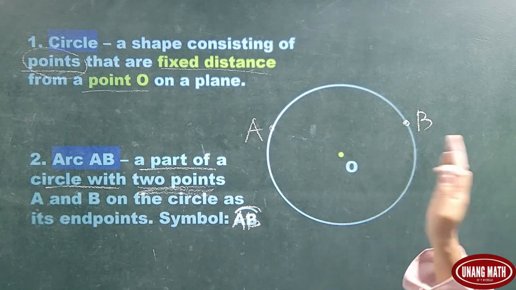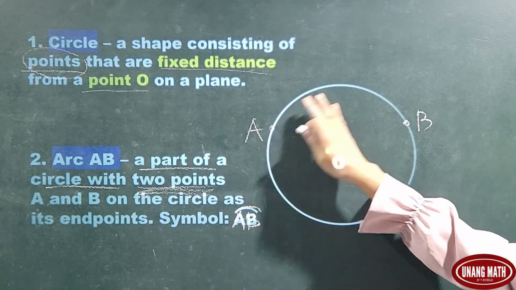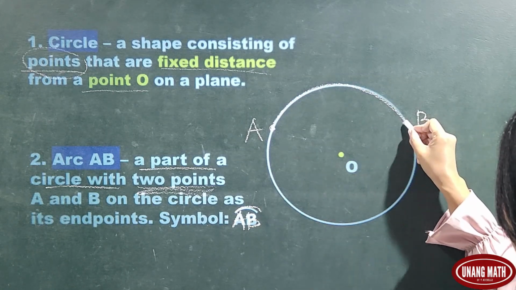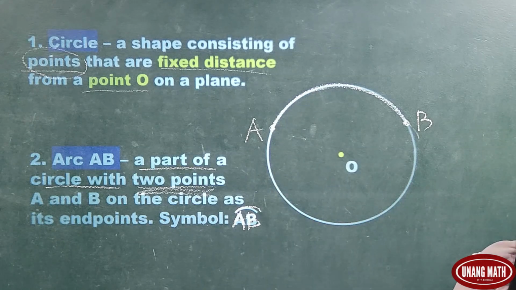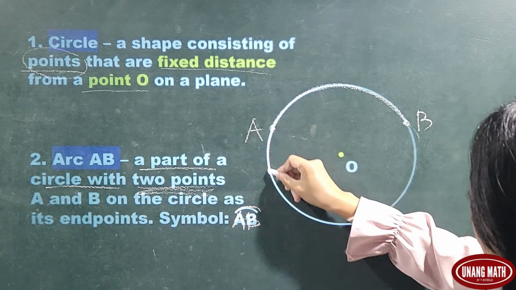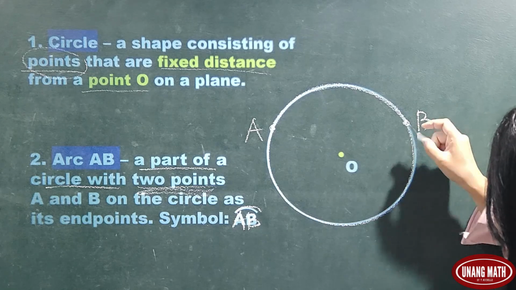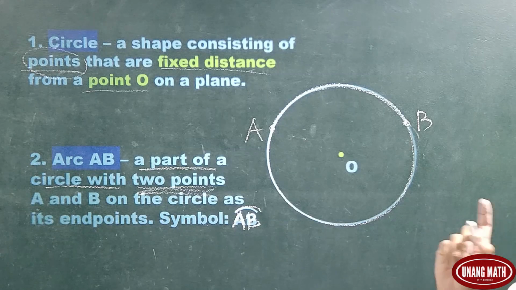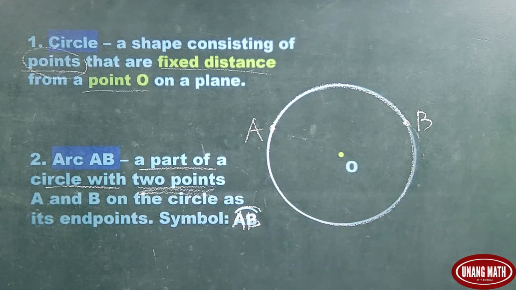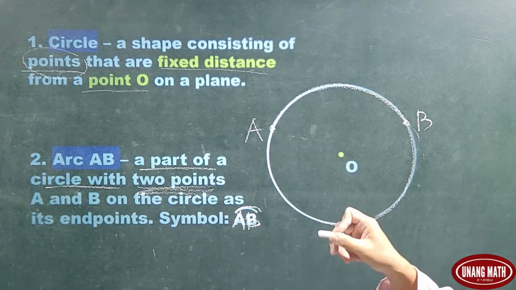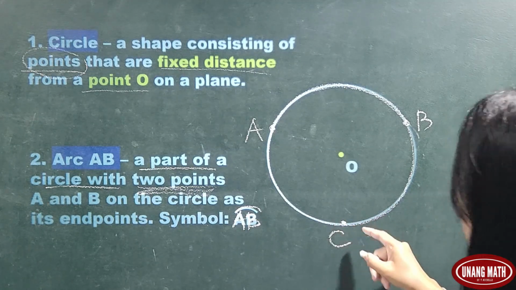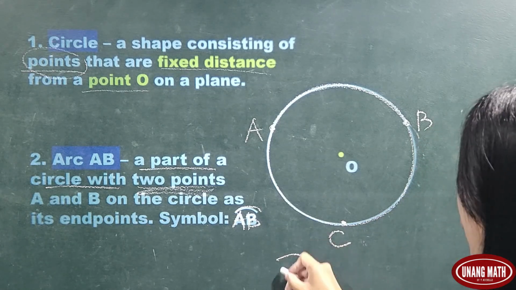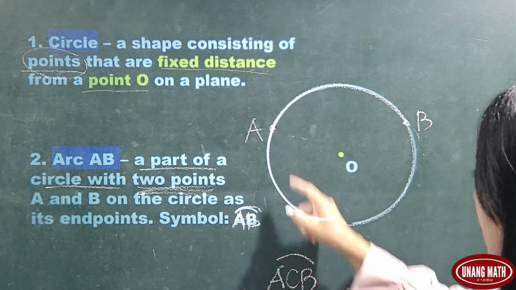Okay, this time, let's draw arc AB in this circle. So this is point A, this is point B, so arc AB is this arc. There's actually bigger arc here, but we will not call this arc AB because we already have arc AB here. If we want to name this bigger arc, then we have to put another point. Okay, let's say point C. And we will name this bigger arc as arc ACB.